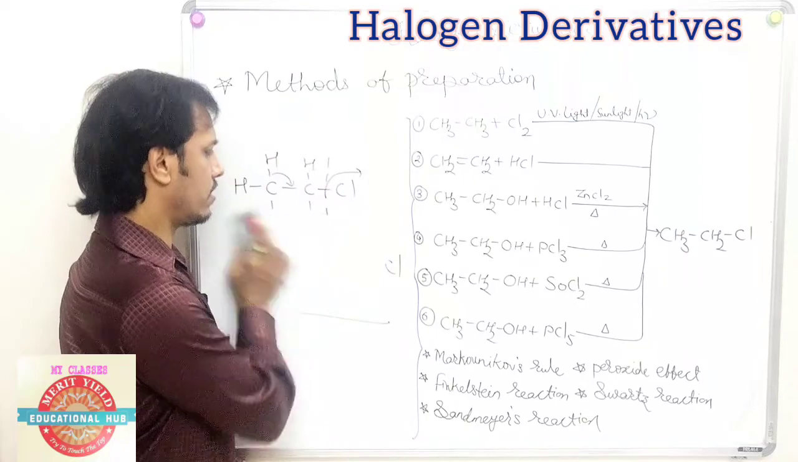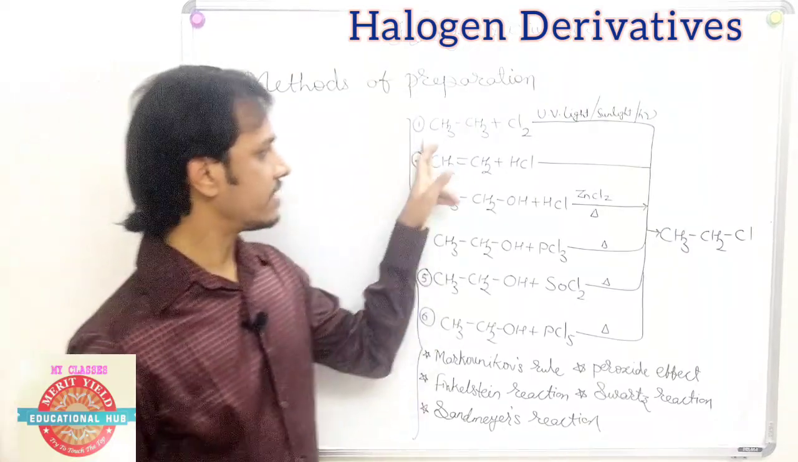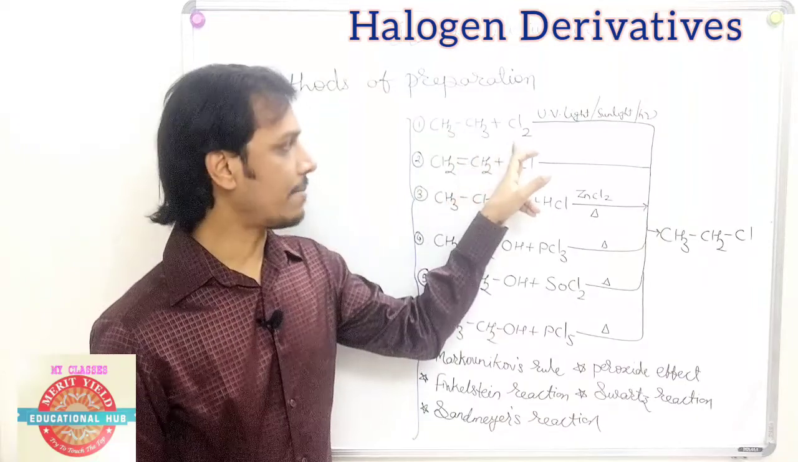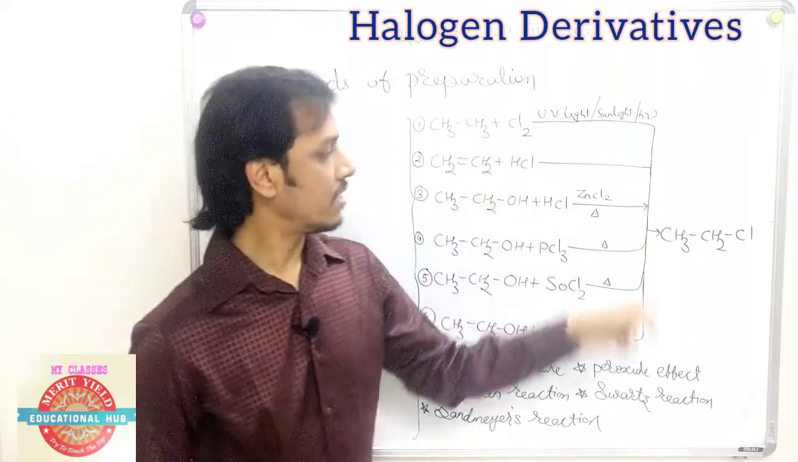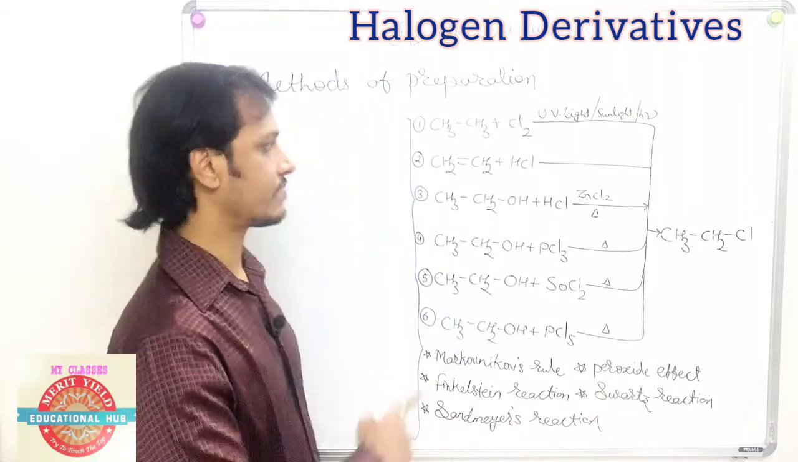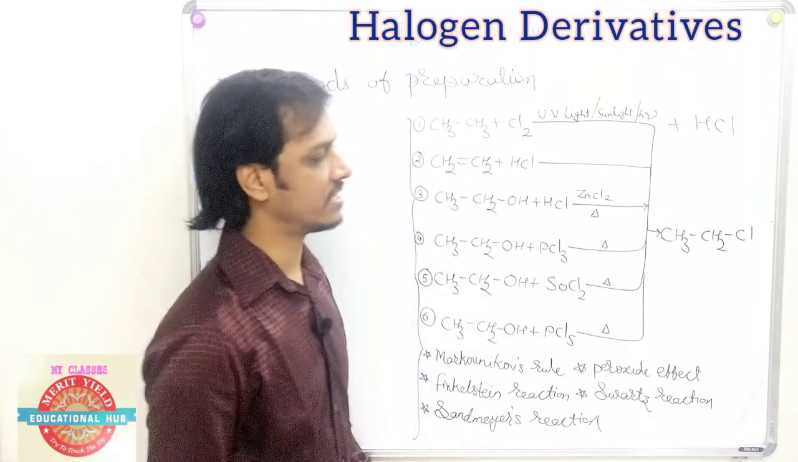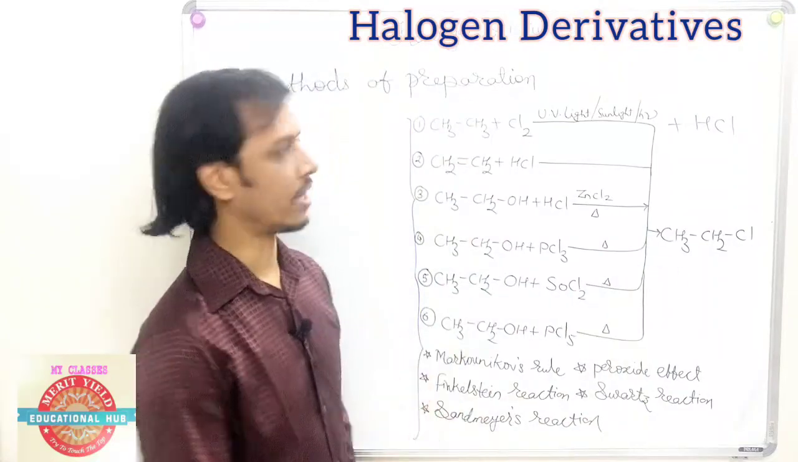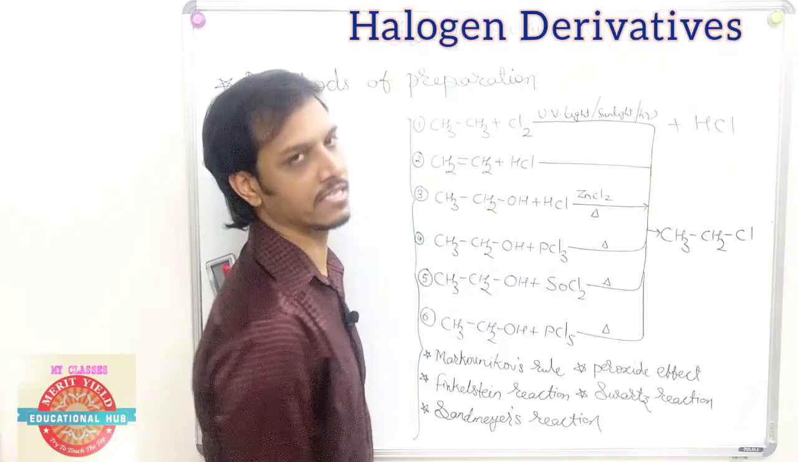Now see this. Here, CH3 is there. I am adding Cl2, what is happening? 1H from this and 1Cl from this will give HCl as the byproduct. What is the byproduct here? Here you will get HCl as the byproduct and CH3CH2Cl as the main product. So 1H from this CH3 and 1Cl from this will give HCl.